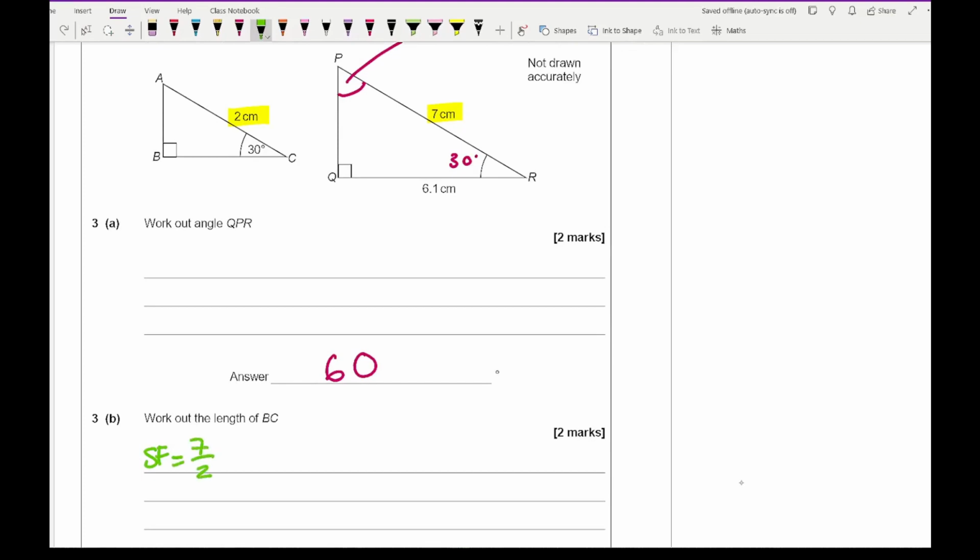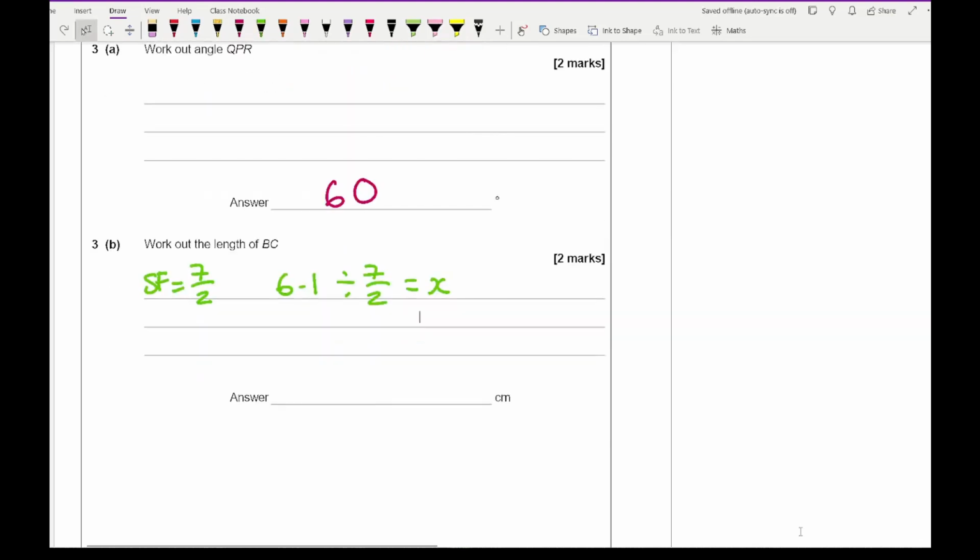And the question is asking me to work out BC, which is this length here. So I'm going from the new shape to the old shape, so I need to divide by the scale factor. So it's going to be 6.1 divided by 7 over 2 equals x. And if I type that into my calculator, I get an answer of 1.74, and that's to 2 decimal places.